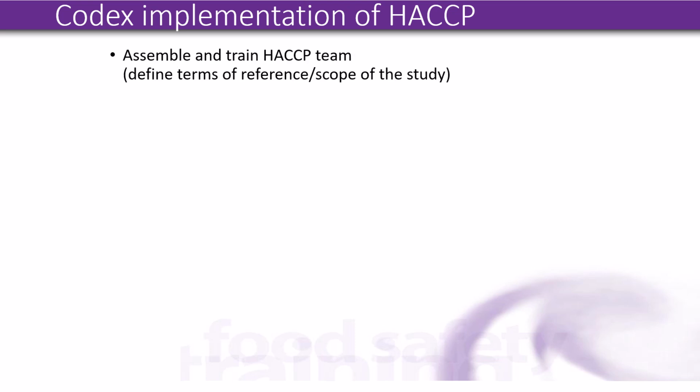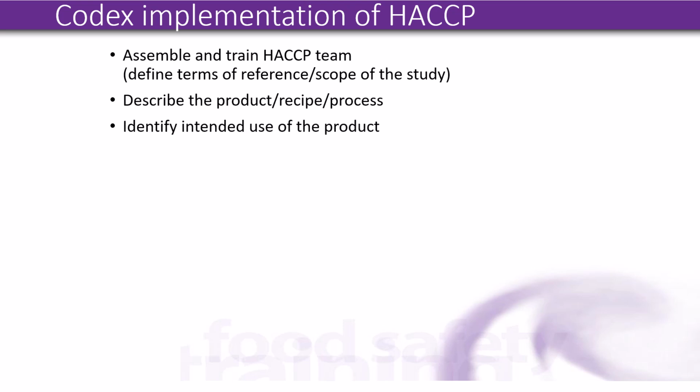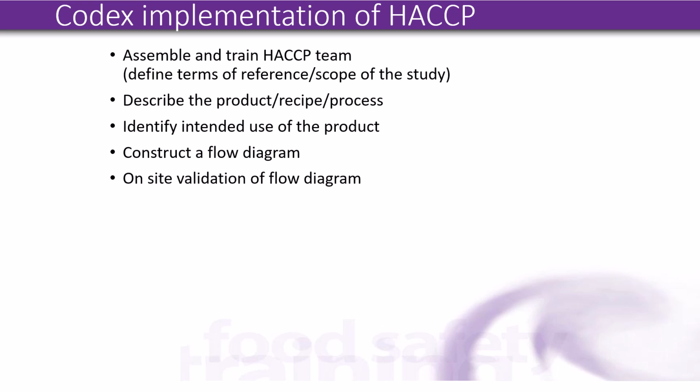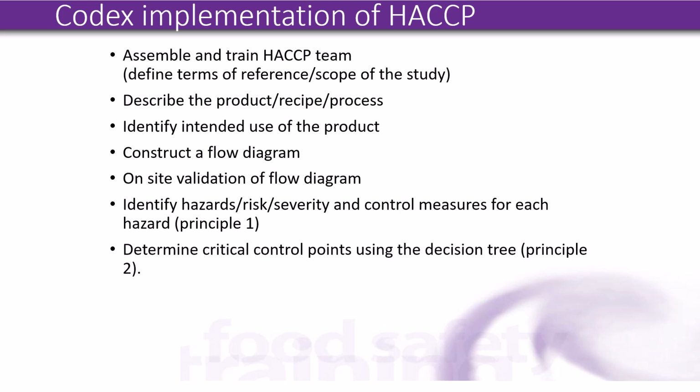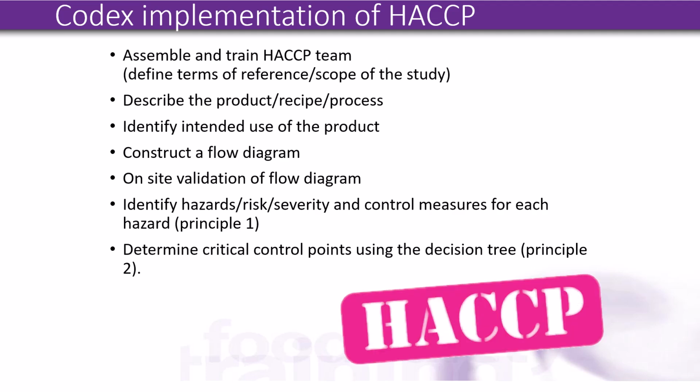So, Codex implementation of HACCP: you need to assemble and train the HACCP team, define the terms of reference and scope of the study, describe the product, recipe, and process, identify the intended use of the product, construct a flow diagram, do on-site validation of the flow diagram, identify the hazards, risk, severity, and control measures for each hazard, which is principle 1. Determine critical control points using a decision tree, which is principle 2, which all ends up as part of the HACCP process.